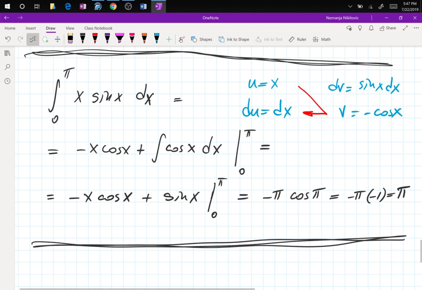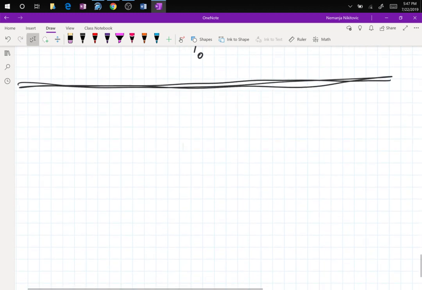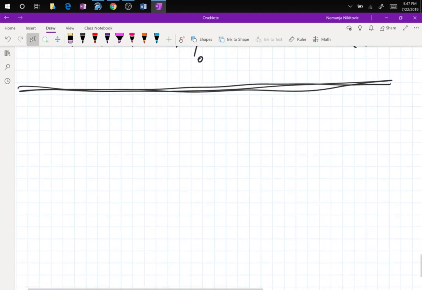One more definite integral, and then we are going to move to the last problem for this section. This one now is integral 1 to e squared of x squared ln x dx.